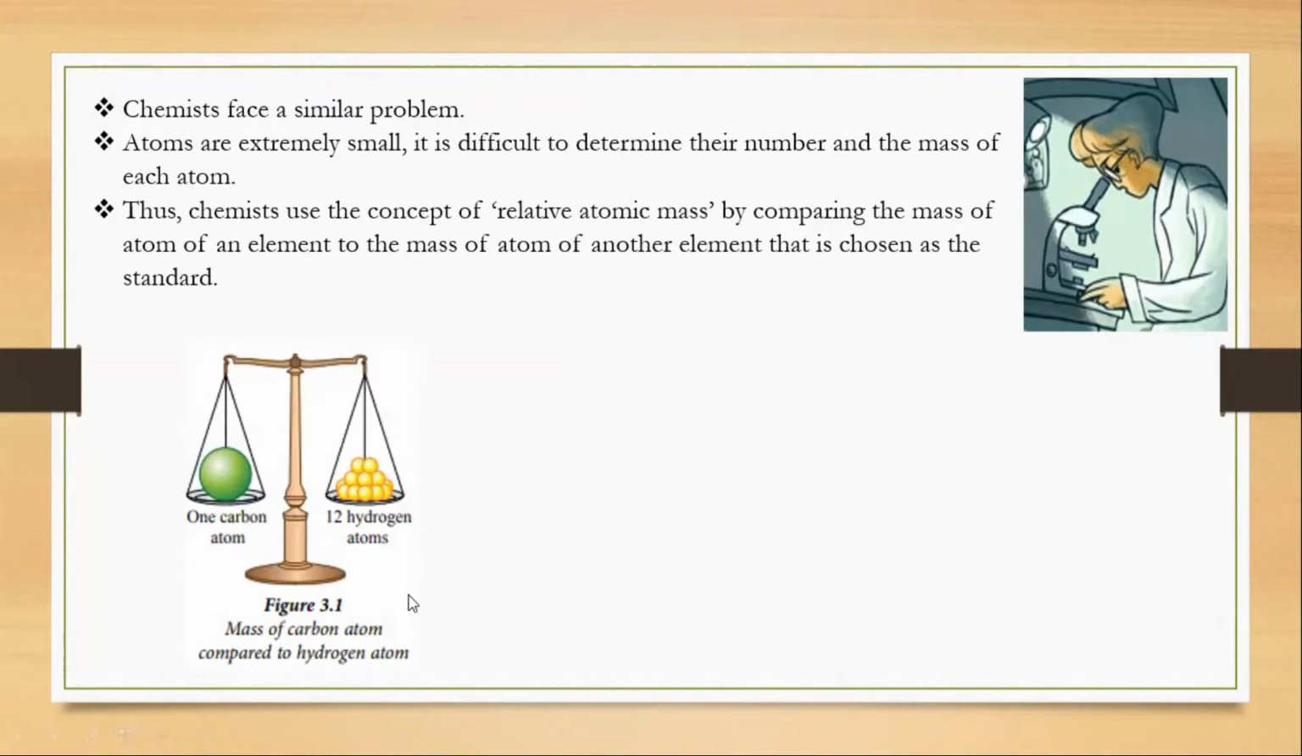Let's have a look at the figure 3.1 here. Figure 3.1 shows the mass of carbon atom compared to hydrogen atom. One carbon atom equals to 12 hydrogen atoms. At first, chemists use the hydrogen atoms as the standard because it is the lightest.